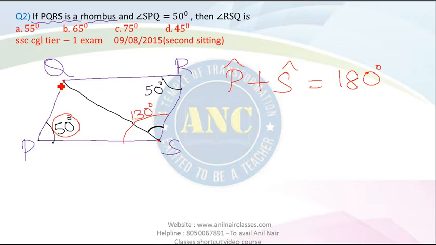If this is 130 and diagonal QS will divide that 130 into 2 equal parts, this smaller angle will be 65 degrees, and that is what is asked in the question. Answer is option B. Please look into this question, an SSC CGL Tier 1 question from the year 2015. This kind of easy question will be there. You should just identify it and then keep solving it, sir.